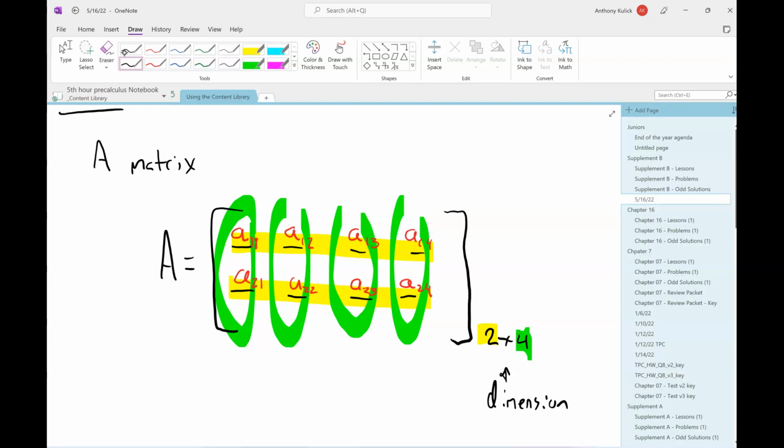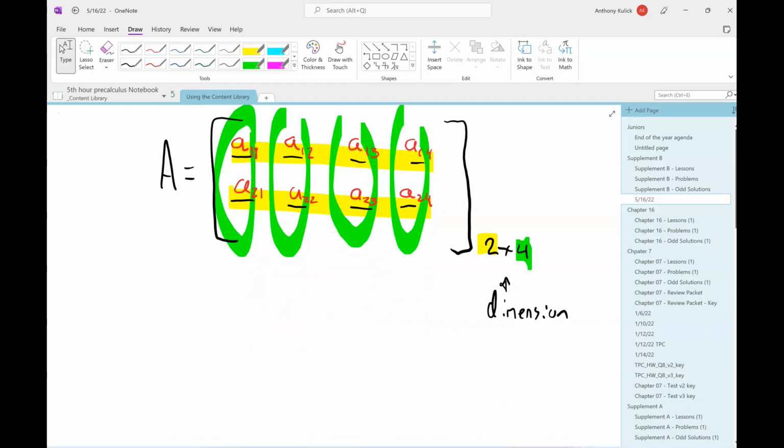So there is a special kind of matrix that becomes important a little bit later on called a square matrix. What do you suppose the dimension of a square matrix is? Yeah, something like 4 by 4, 3 by 3, or in general we'd say n by n, right? So any one where I have the same number of rows and columns.